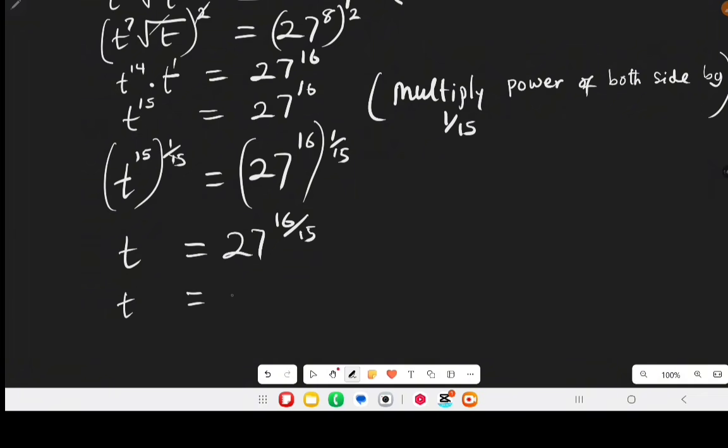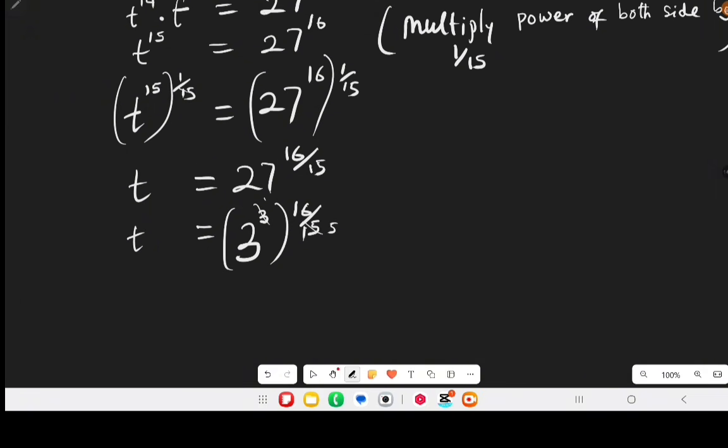t equals 27, which can be expressed in base 3 as 3 raised to the power of 3, raised to the power of 16 over 15. The 3 and the 15 can cancel, leaving 5. So t will be equal to 3 raised to the power of 16 over 5 as the final answer. This is approaching the problem externally. Now we want to approach this problem internally, meaning solving from the inside to the outside. Let's dive in.